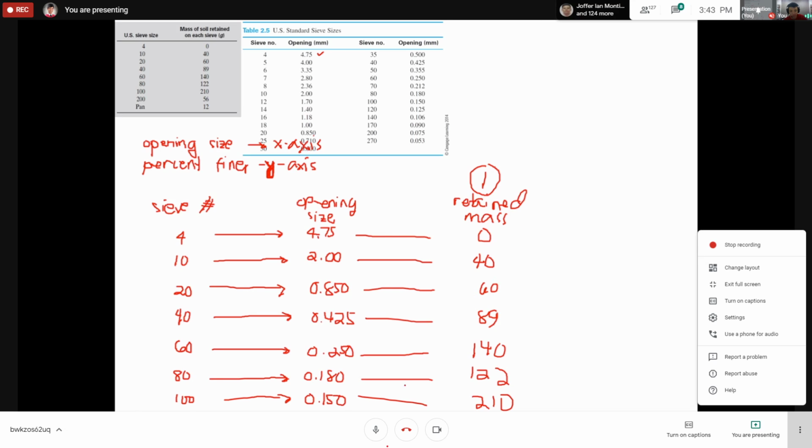The second step is we need to determine the total mass. So 40 plus 60 is 100, plus 189 is 329, plus 122, plus 210, plus 56, plus 12 is your total mass.